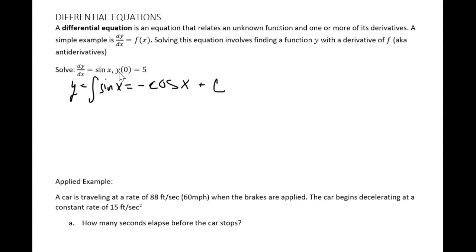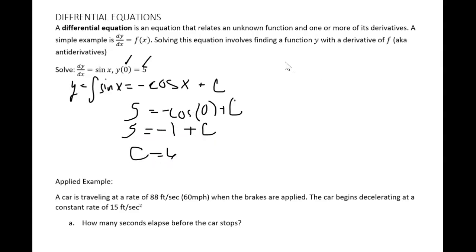Well, this problem goes a little bit farther and shows that when the input is 0, the output is 5. So we are going to say that 5 is equal to negative cosine of 0 plus c, and we're actually going to be able to find the value of c that makes this specific function work. So cosine 0 is 1, which makes this negative 1, and actually tells us that c is equal to 6. So my final answer for this differential equation is y equals negative cosine x plus 6. So this is the very specific antiderivative that satisfies the equation y(0) equals 5.